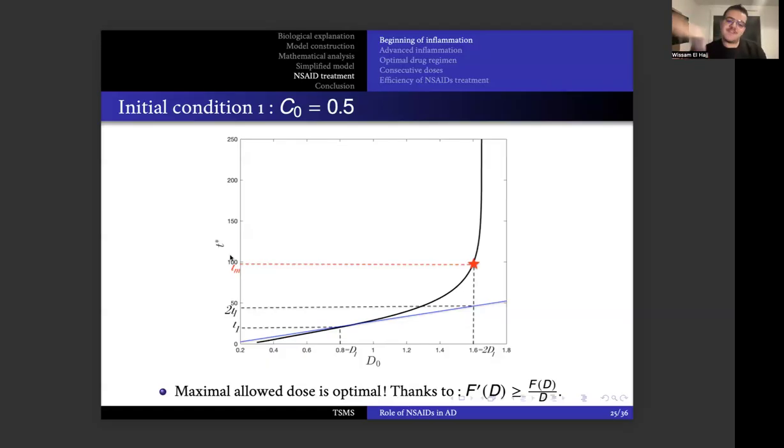So here I have retrieved the same case as before. Take the maximal dose, it's better. Whatever, the maximal dose is always better because we are at the beginning of the disease. Why do we have that? We have some mathematical properties.